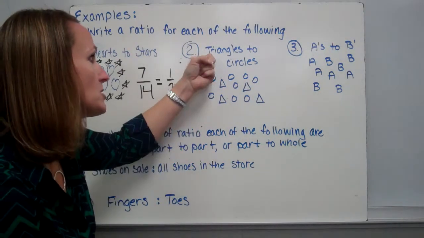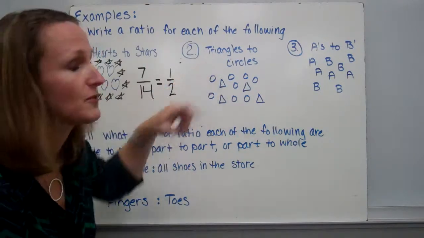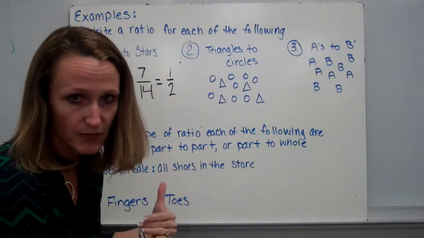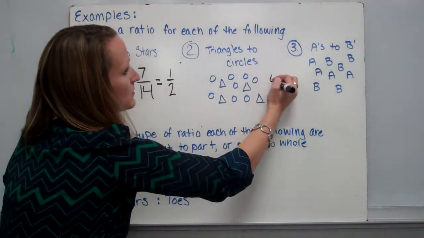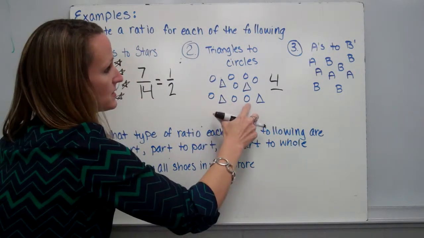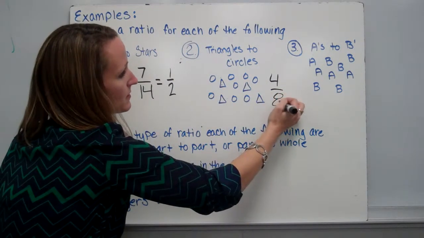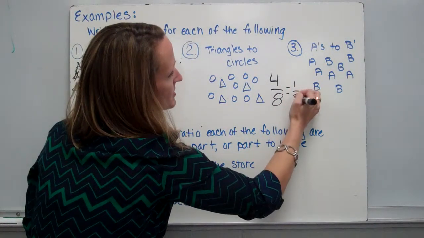Okay, so this one wants the ratio of triangles to circles. Whenever you're writing a ratio, whichever word comes first, that's the number that comes first, or on top if it's a fraction. So triangles, we have 1, 2, 3, 4, to circles, 1, 2, 3, 4, 5, 6, 7, 8. So once again, our ratio is 1/2. Didn't actually mean to do that.